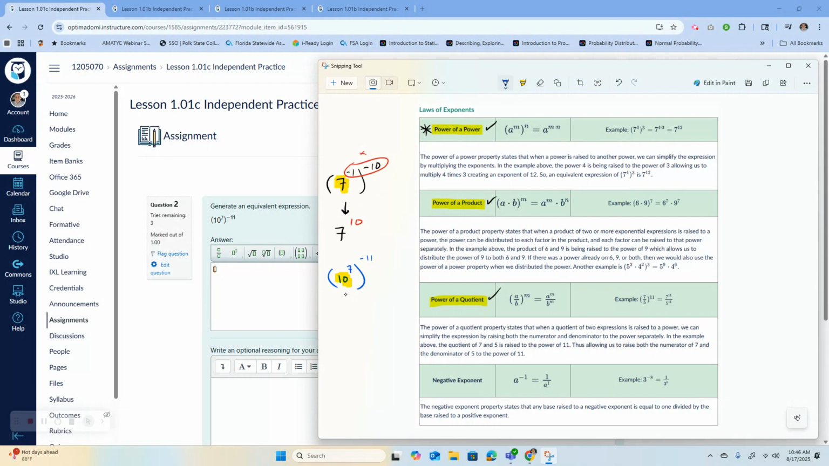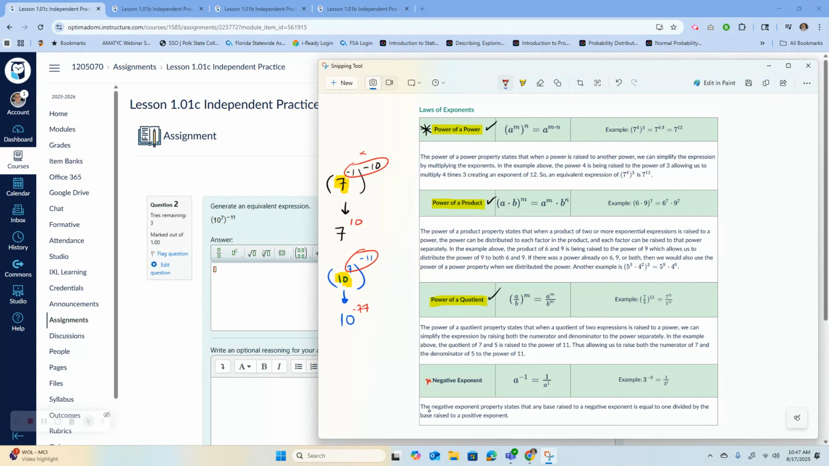Basically that rule says every time you have a power, a base with an exponent raised to another exponent, you're going to keep the base. I'm going to keep the 10. And what you're going to do is multiply the exponents. 7 times -11, use the calculator, that will be -77. Now, in pre-algebra and also in algebra, you never leave your answer with a negative exponent. That's why we're going to apply this rule.